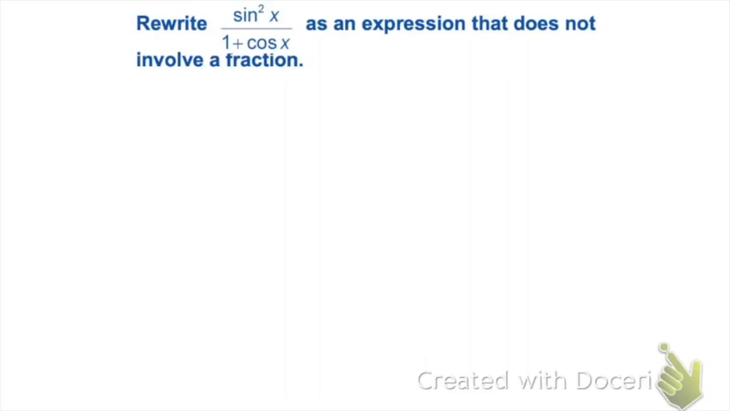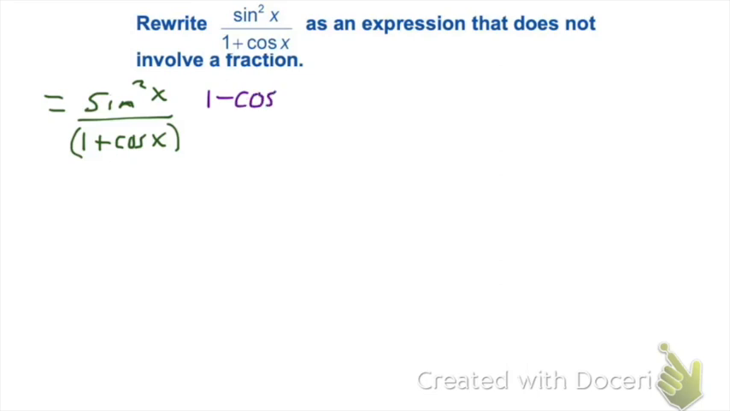All right, so now we have sine squared x over 1 plus cosine x. We want to rewrite this so there are no fractions again. One thing that'll help get rid of our fraction is to do something with our denominator. I'm going to multiply my denominator by its conjugate. If you remember what a conjugate is, we're going to multiply the bottom and the top by the conjugate of 1 plus cosine x. And that means we're going to multiply it by 1 minus cosine x.